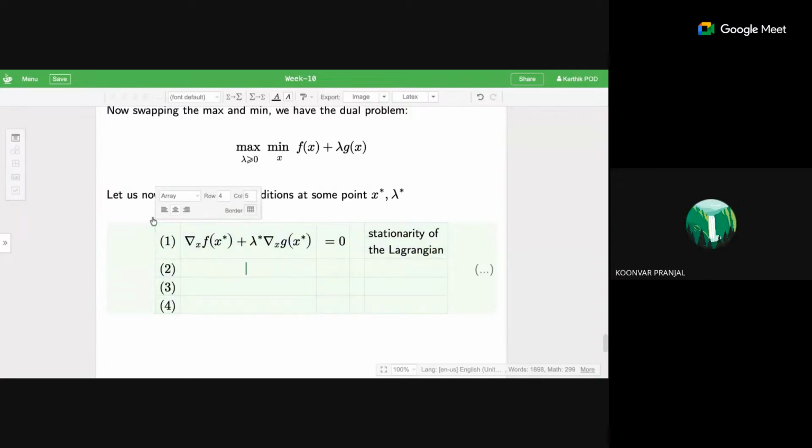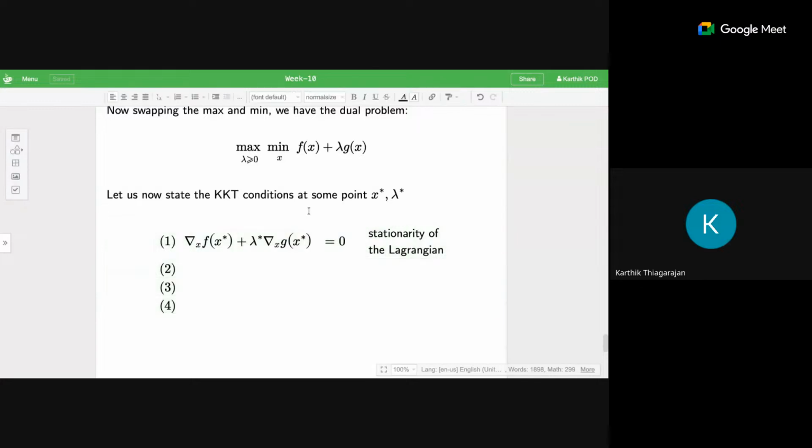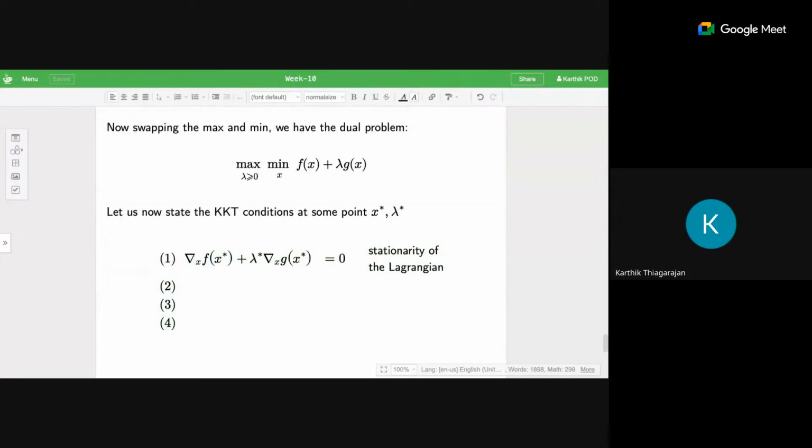The primal feasibility, right? Any solution x star to the optimization problem, to the primal problem, has to be feasible, right? Therefore, g of x star has to be less than or equal to 0. So this is primal feasibility.